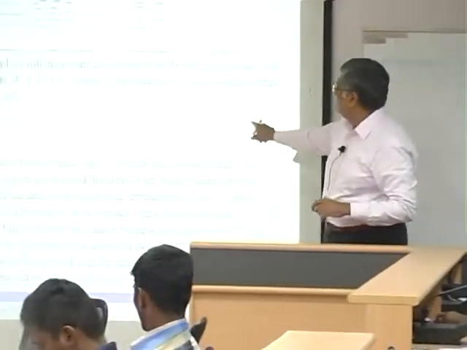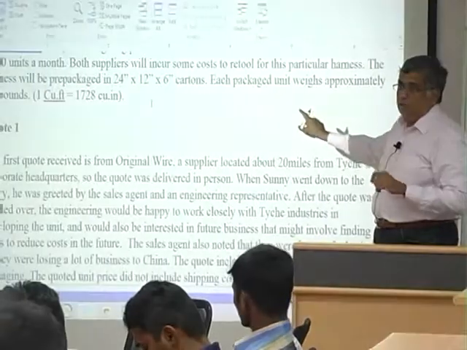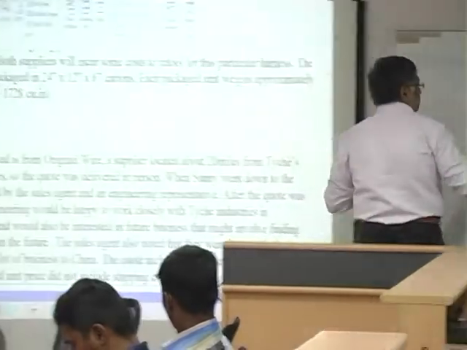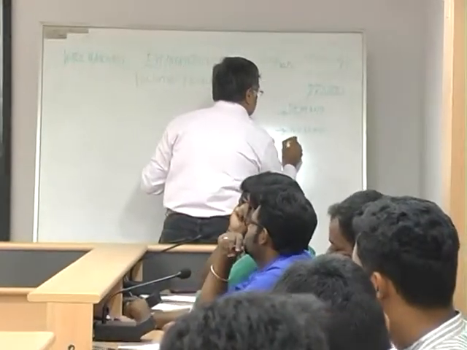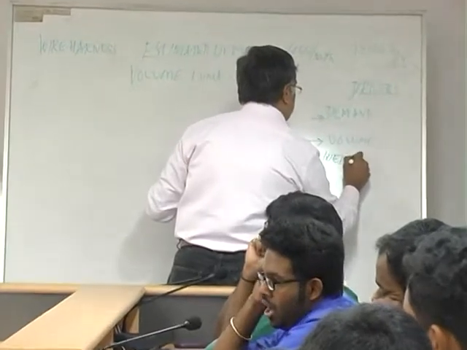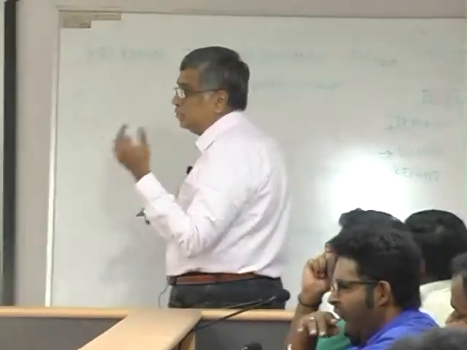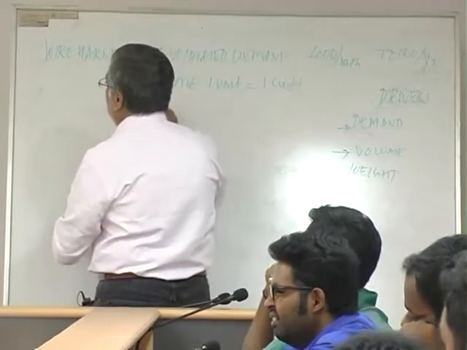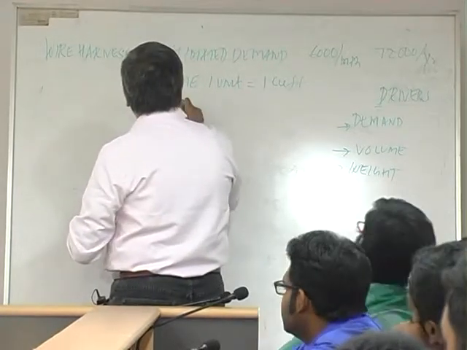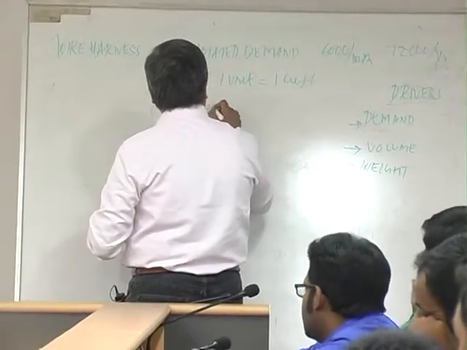Third thing is that you want to know the weight. 1 unit weighs 10 pounds. So this is also a cost driver, because some of the costs are levied based on the weight. Okay? So we are told that 1 unit weighs 10 pounds.